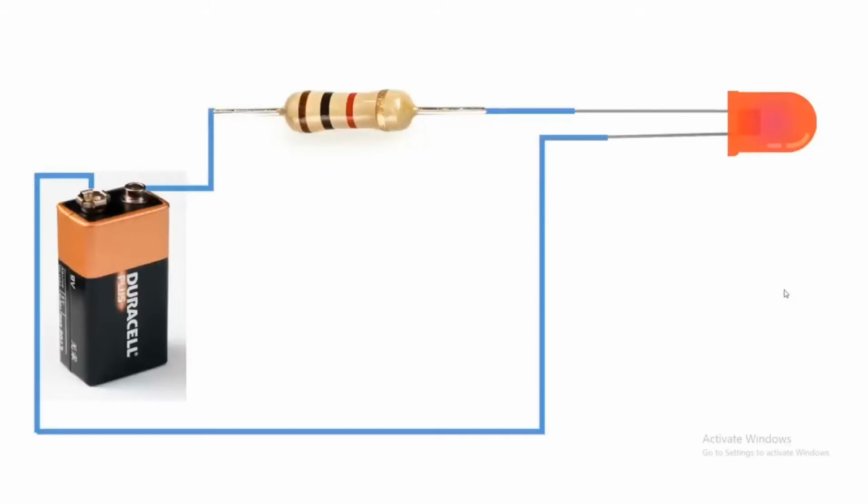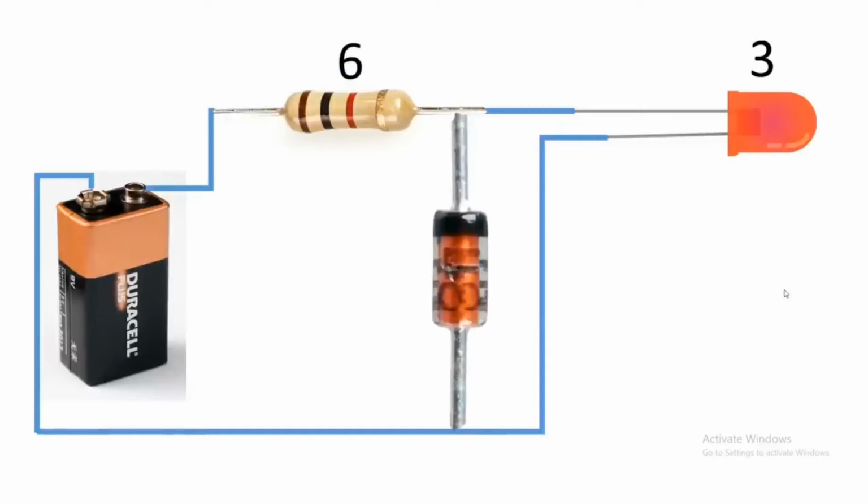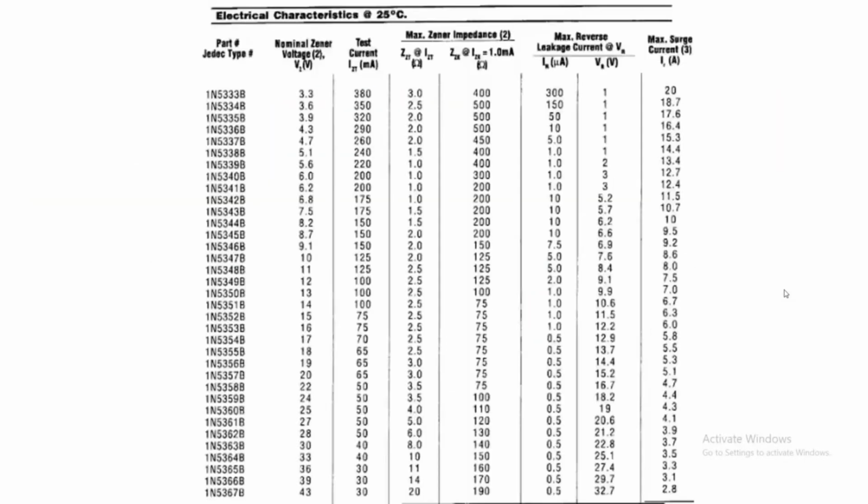To save this LED from damage, we use the Zener diode. You can see here, this LED glows at 3 volts. The extra 6 volts will drop on this resistor. For safety, we are using the Zener diode in this circuit in parallel. So this was the function of the Zener diode. This is the list of the different values of the Zener diode according to their voltage.